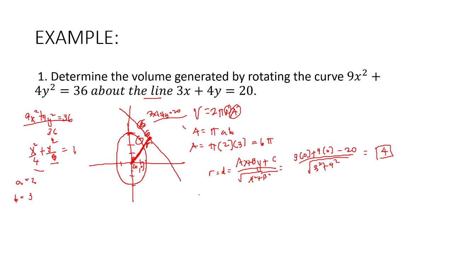Okay, so volume is equal to 2 pi times r times the area, which is 6 pi. So 2 pi times 4 times 6 pi. So that is 48 pi squared. Cubic units. Okay? So that's your volume.